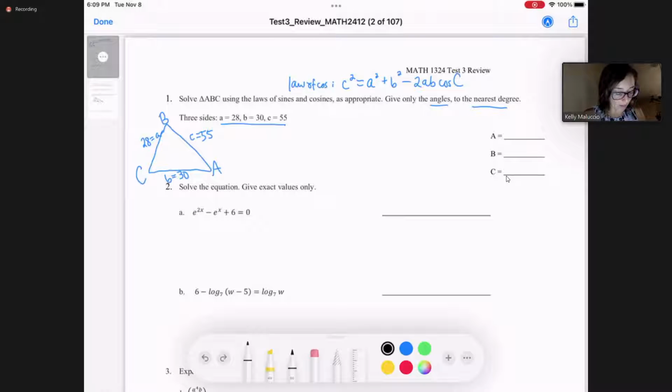So I'm going to do exactly that. I'm going to substitute in all my values here, here, here, and here, so that I can solve for one of the angles, and then I'll use law of sines to solve for the other, and then I'll subtract from 180 to get the last one. So we have 55 squared equals 28 squared plus 30 squared minus 2 times 28 times 30 times cosine of big C.